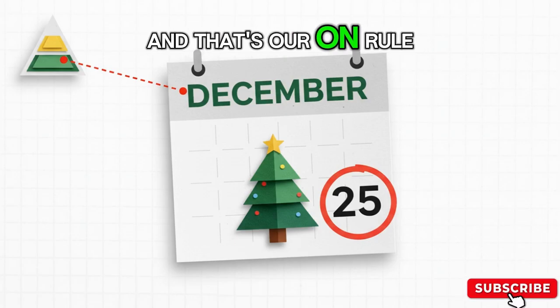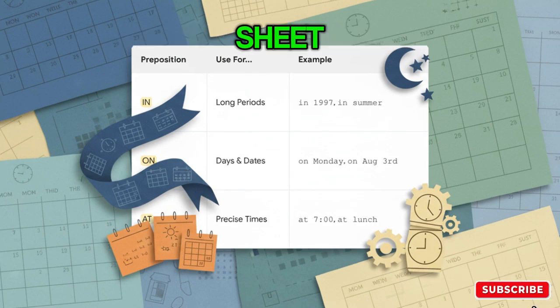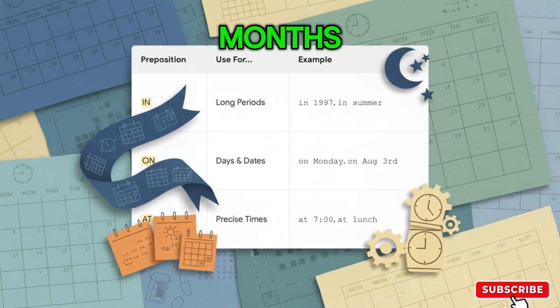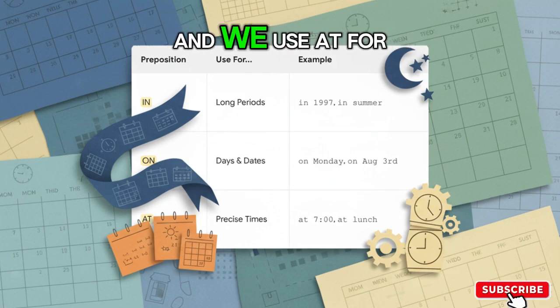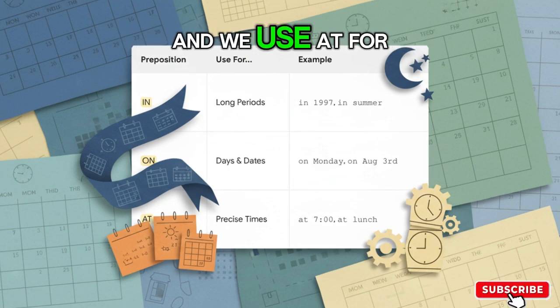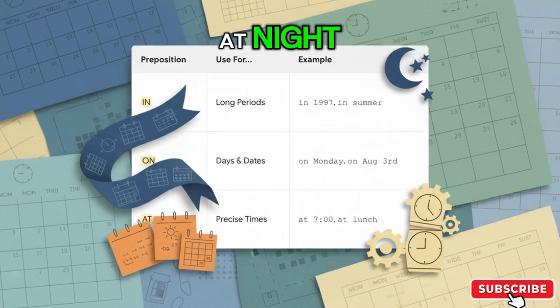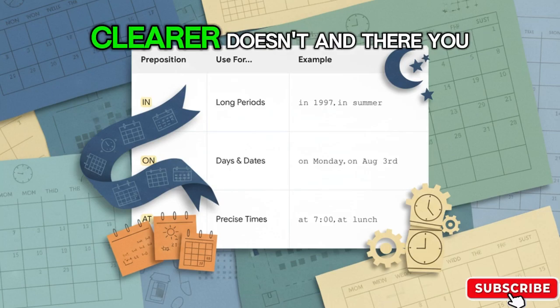Fantastic job! So, to wrap this all up, here is the entire system in one handy little cheat sheet. We use in for those long periods like years and months. We use on for specific days and dates. And we use at for precise times like 7 o'clock or lunchtime. And of course, we never forget our one big exception, at night. That simple pyramid model really does make it a lot clearer, doesn't it?